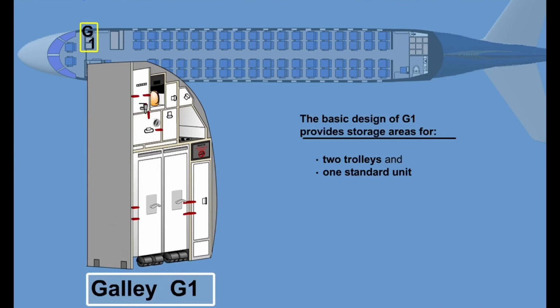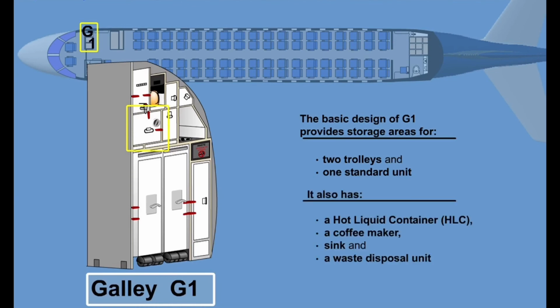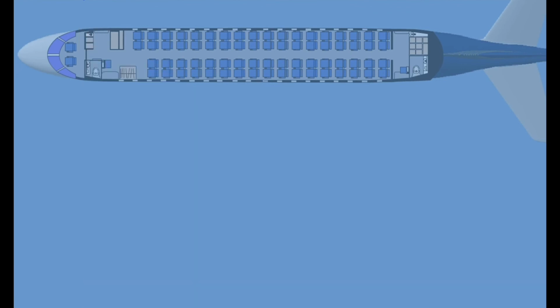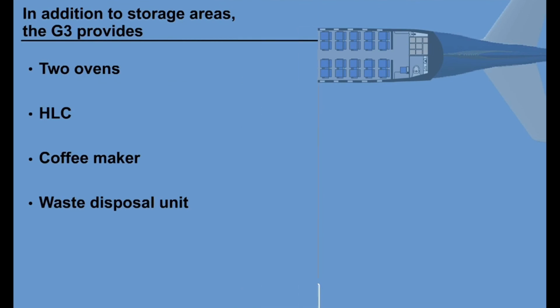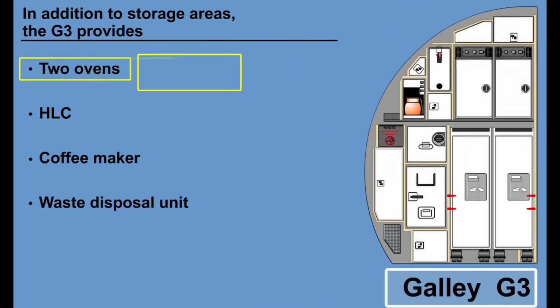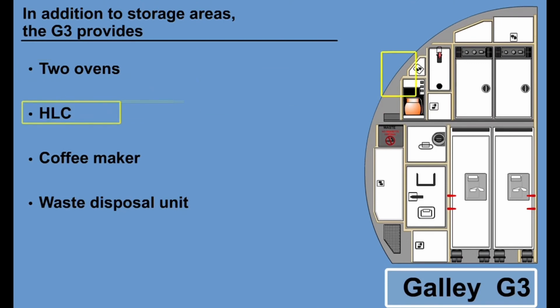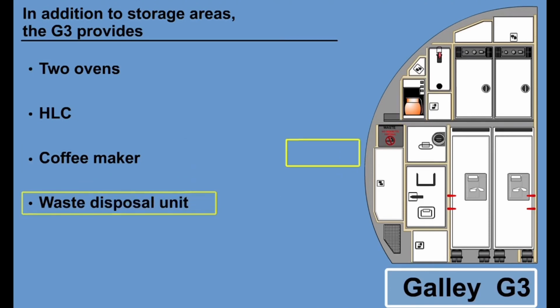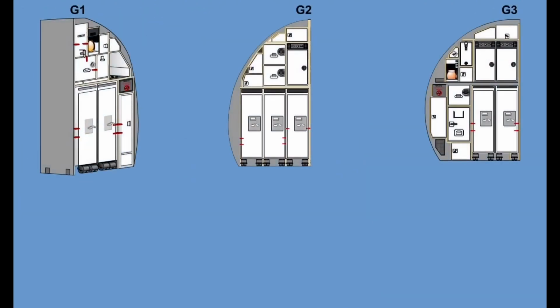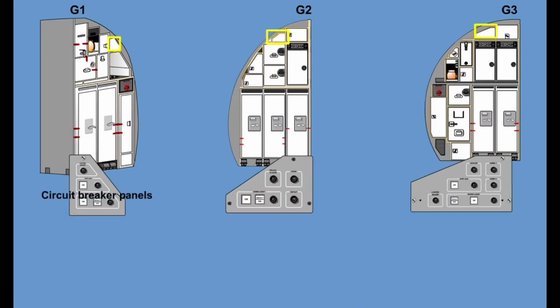The basic design of G1 provides storage area for 2 trolleys and 1 standard unit. It also has a hot liquid container, HLC, a coffee maker, sink, and a waste disposal unit. The G2 is equipped with 1 oven. In addition to storage areas, G3 has 2 ovens, 1 HLC, a coffee maker, and a waste disposal unit. To turn off the electrical power in abnormal situations, all 3 galleys are provided with circuit breakers.